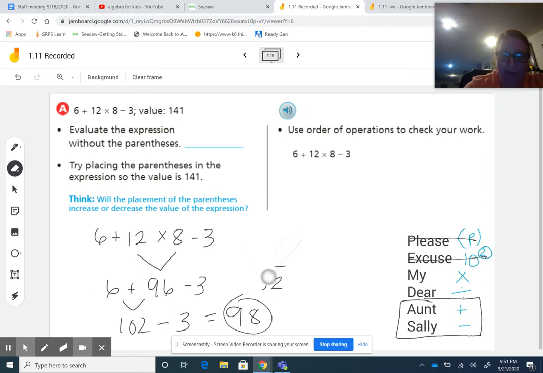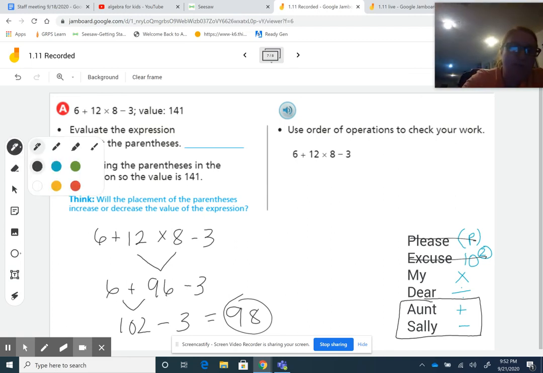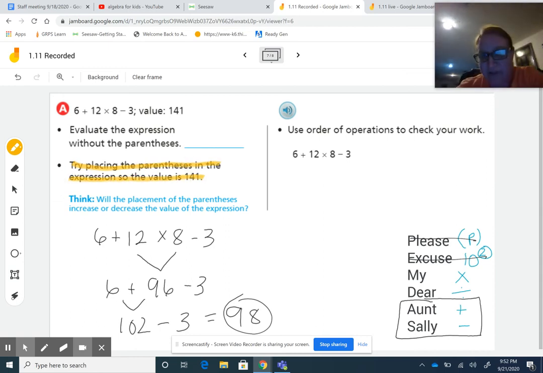And I'll leave that right there, but I'm going to get rid of that because now what we want to do is we want to put parentheses in, we want it right here. It says we want to try placing parentheses in the expression so the value is 141. So doing it like we did, we got 98. We need to make this problem go up in value. So what I'm going to do, I'm going to try, and this is how you can do this sometimes, it's called trial and error.